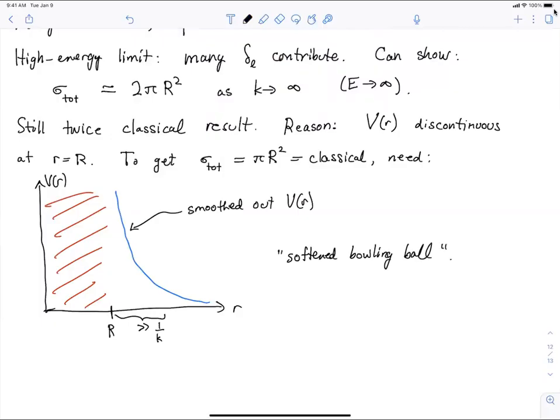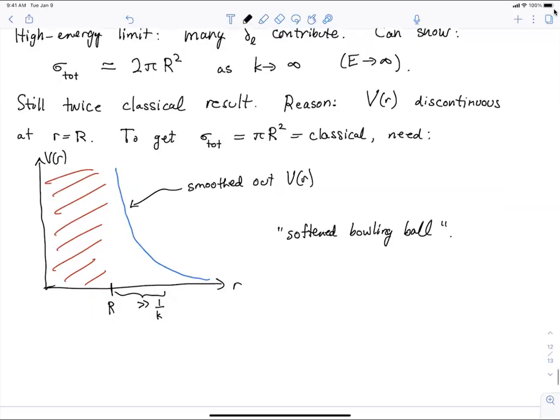Okay, and one of the reasons we're not going to solve it now is because the potential is more complicated, it's more difficult to solve. But the claim is if you do solve it, then you will get the correct answer for classical scattering.